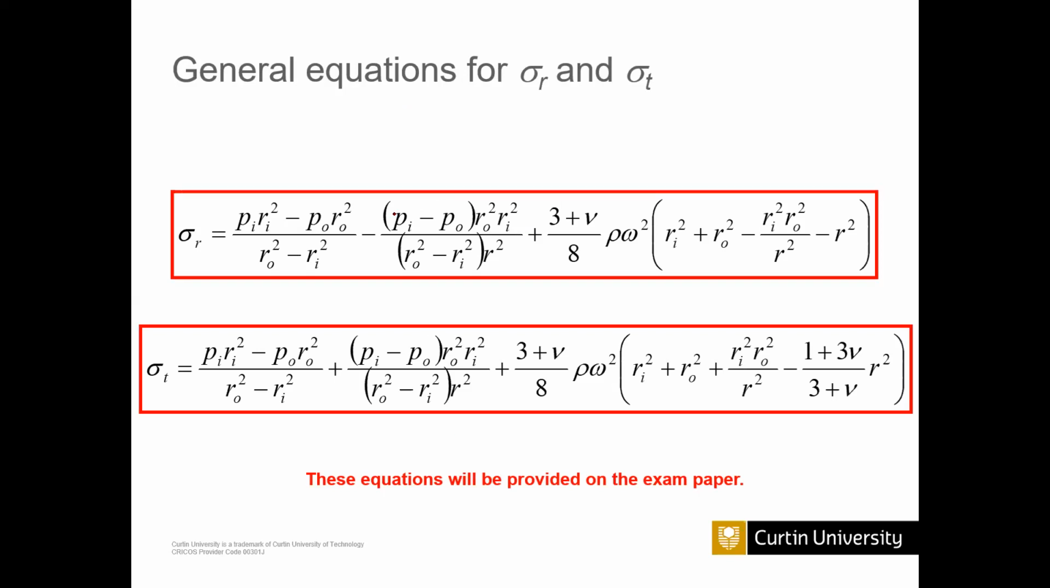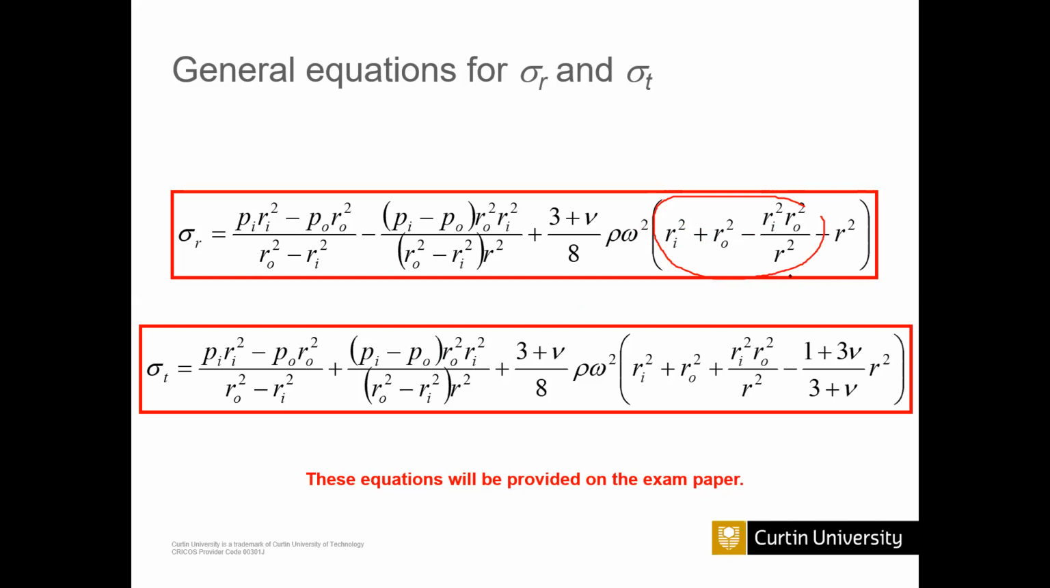So this is the general equation for sigma R and sigma T. We already derived these two equations for the rotating cylinder. You just need to know this equation without these three terms, but you can see there are additional things. At this level we are not going to explain that much, but this is the general equation for the radial and tangential stresses. These equations will be provided in the exam, so don't worry about memorizing them.